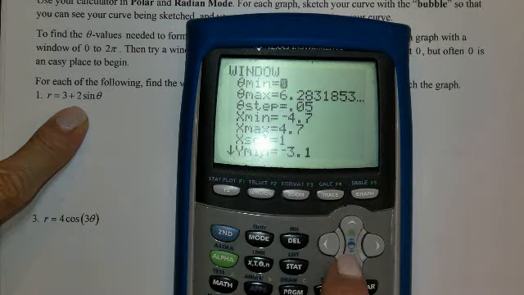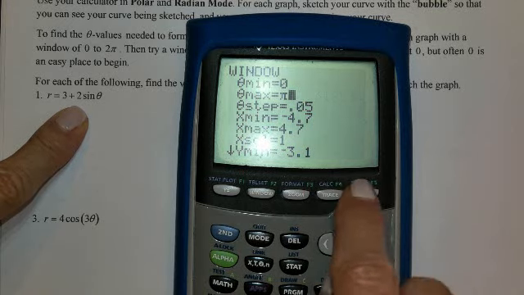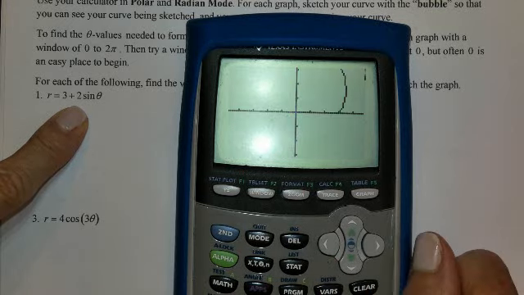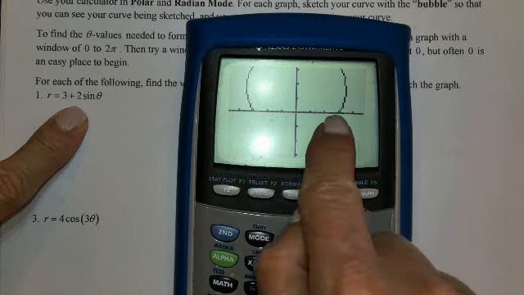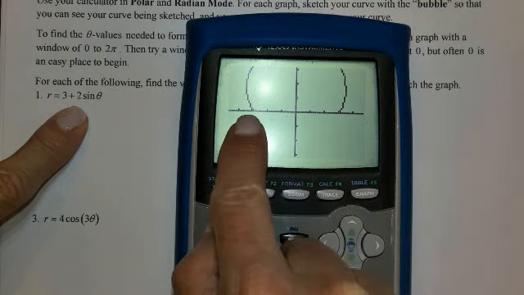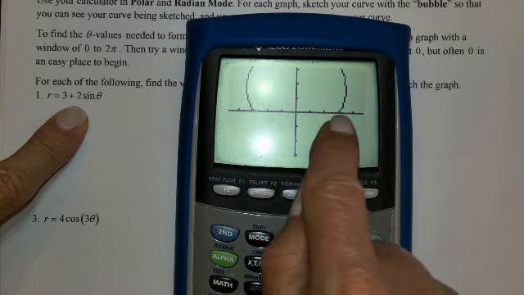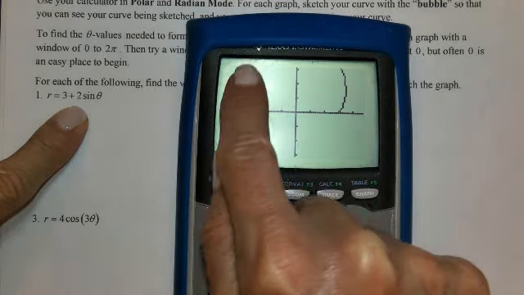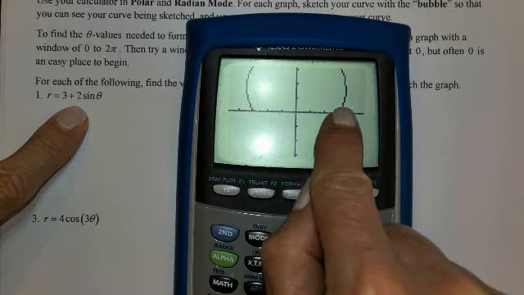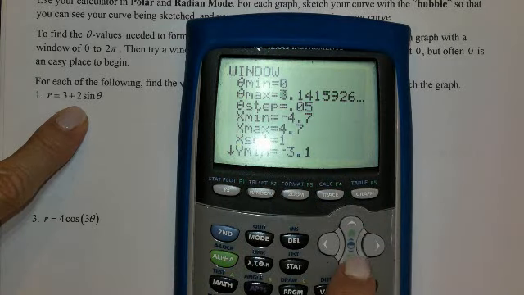If we go to our window and change it just to pi, going 0 to pi, let's see if that formed a complete graph. It did not. It went from 0 to pi. For this graph, we need to go from 0 to 2 pi, right? So I'm going to change it back to 2 pi.